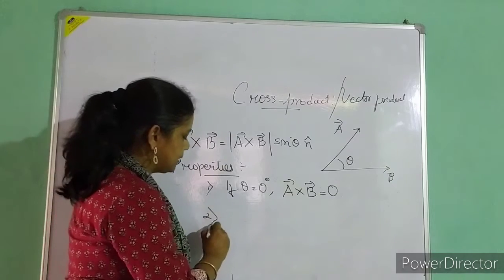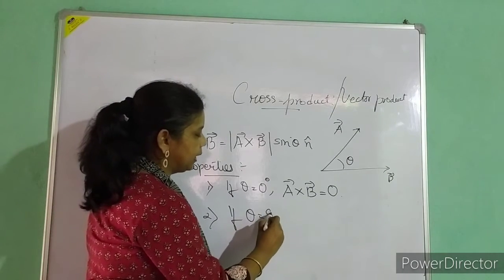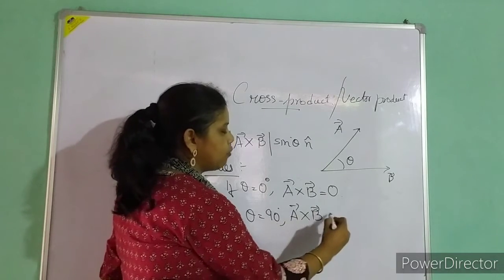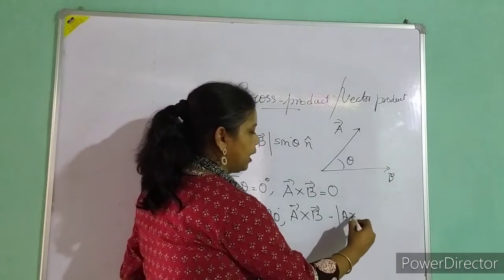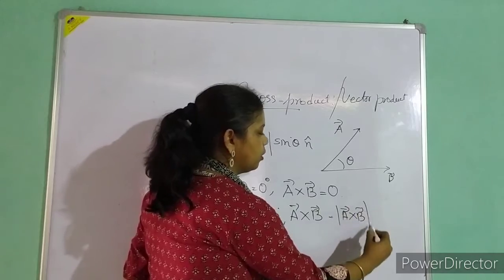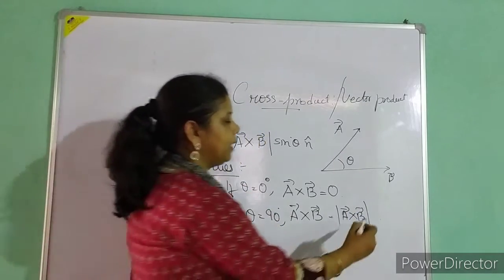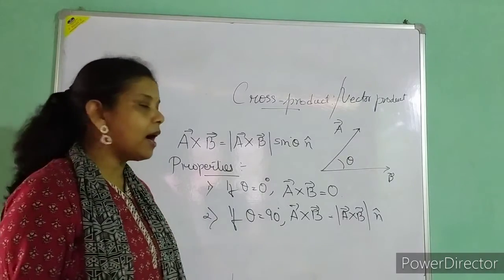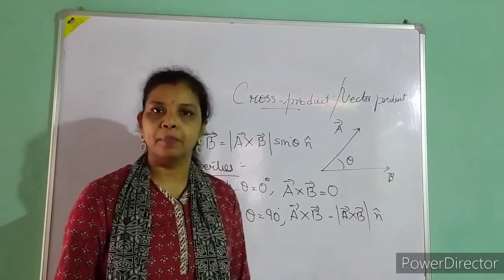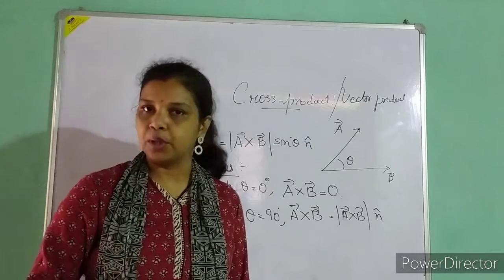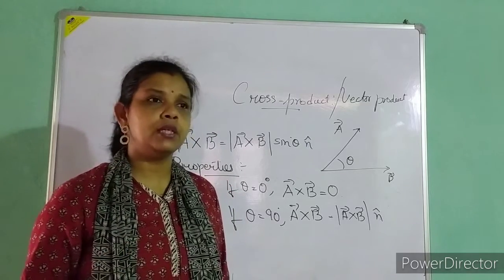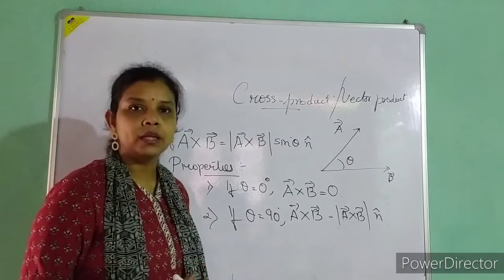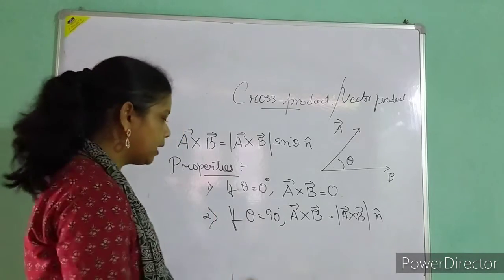And number two, if theta equals 90 degree, then if I write A cross B, it will not be equal to 0, but it will be magnitude of A cross B, yes or no? Then n cap will be there. So this is not a 0. So if I ask you to prove that two vectors are perpendicular to each other, I will use the dot product. And if the question is to prove that the two vectors are parallel to each other, it will be the cross product.